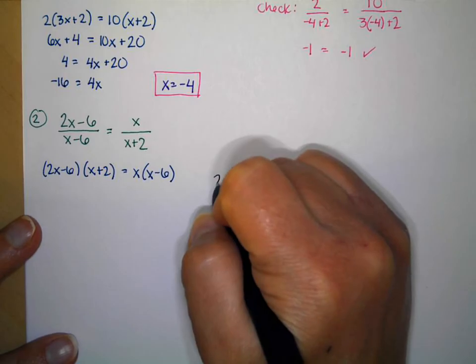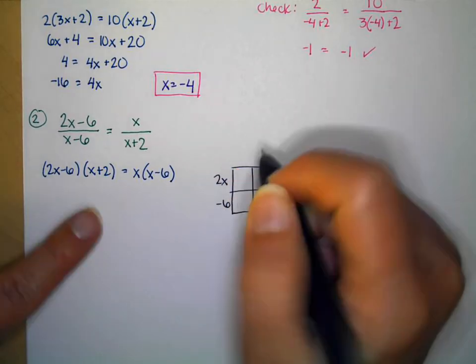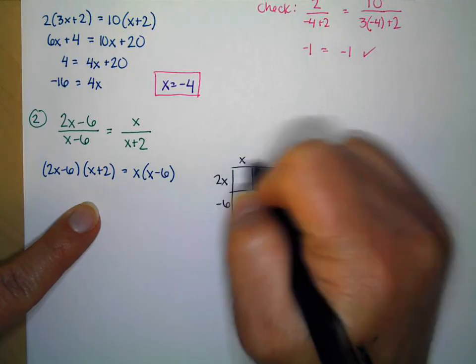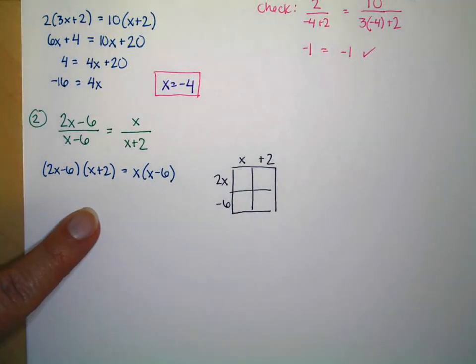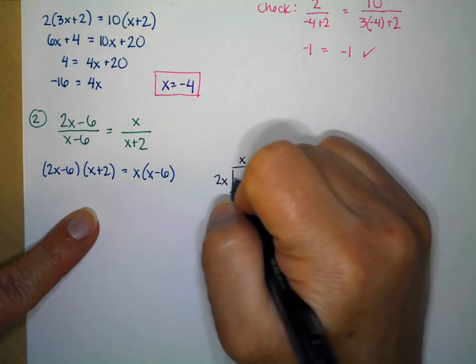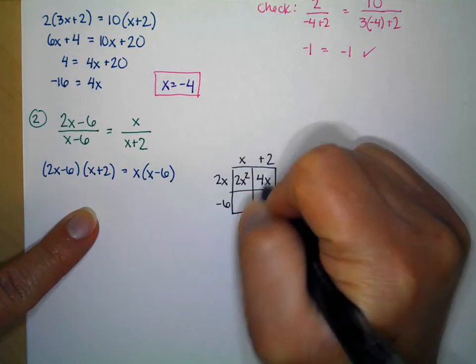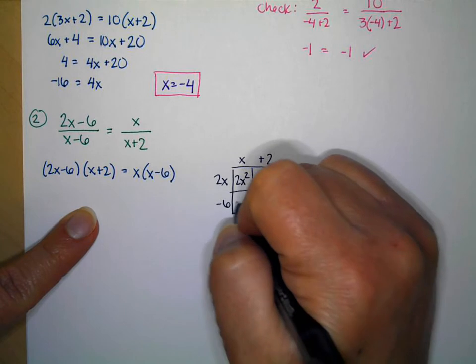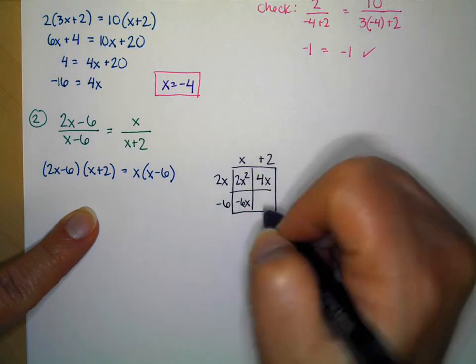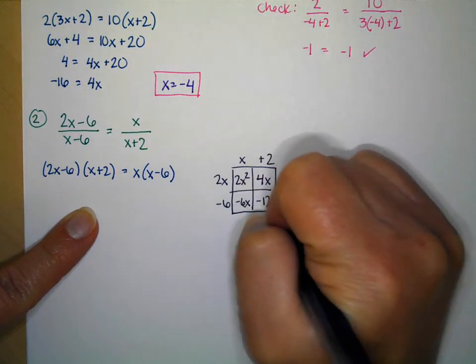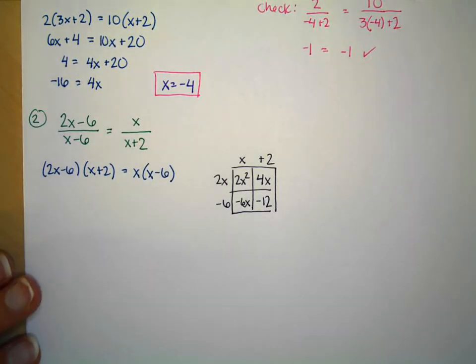So I'm going to put my 2x minus 6 down the side, the x plus 2 across the top. 2x times x is 2x squared. 2x times 2 is 4x. Negative 6 times x is negative 6x. And negative 6 times 2 is negative 12.